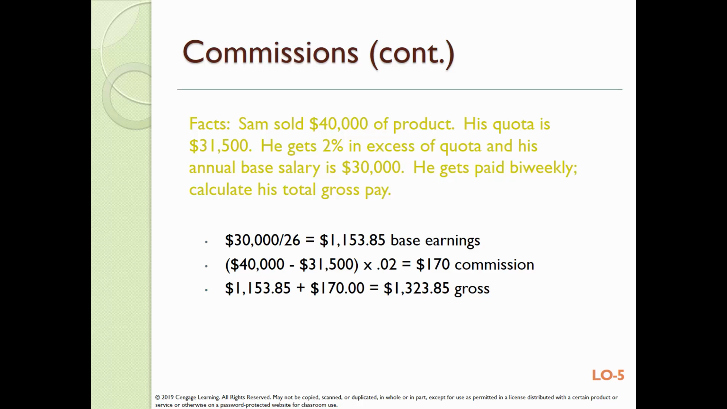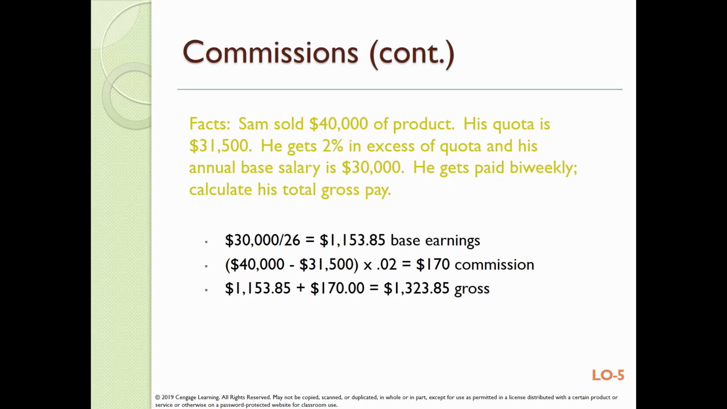So this is just an example. I'm not going to have you actually crunch it out. So say I'm sold $40,000 worth of medical devices, and his quota is 31.5. What does that mean? What are you asking? Really, to keep your job, you need to do this. Those are kind of the bare minimum expectations. But once he hits his quota, he gets 2% in excess of that as incentive. And he gets an annual base salary of 30 grand. And he's paid bi-weekly.